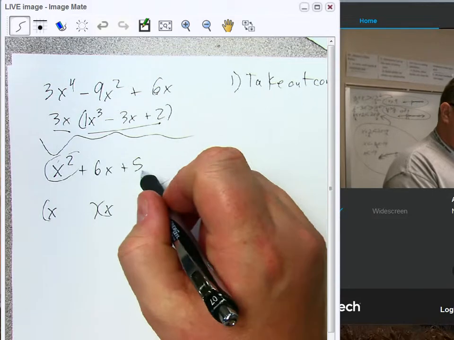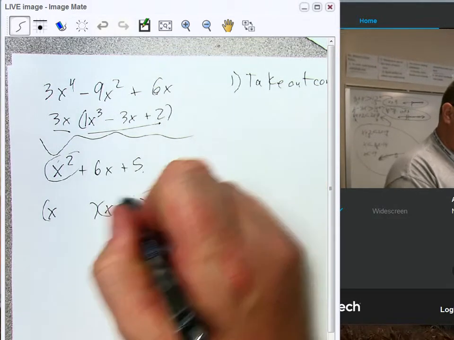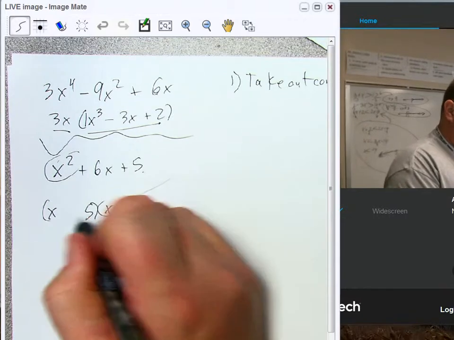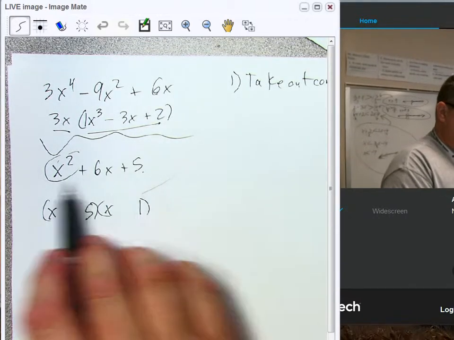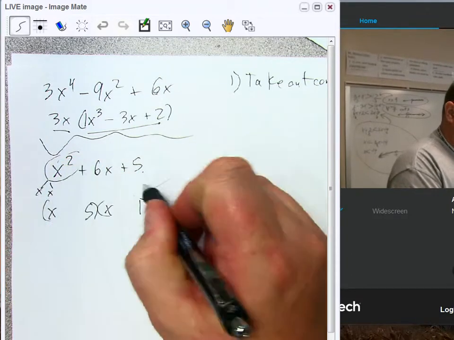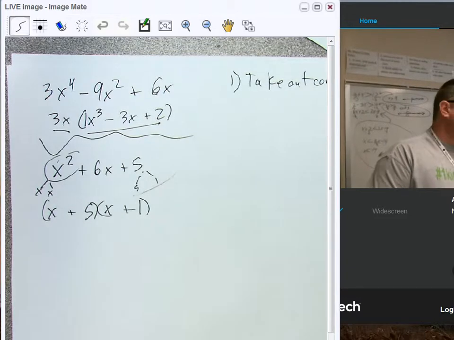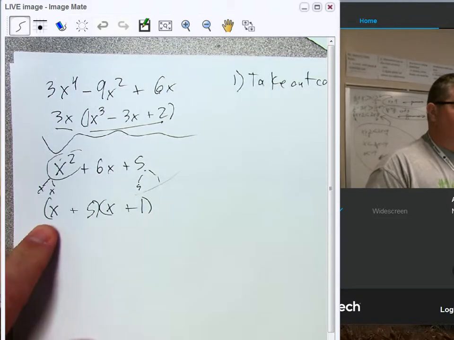Okay. Alternatively, what makes 5? 5 and 1. Okay. So 5 and 1. Now, every sign in here is what? Positive. So I got x, I got 5, I got 1, and everything's positive, so why don't we just keep positives there? Now, to prove that we got it right, what can I do?